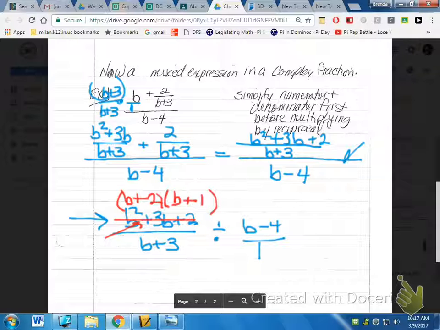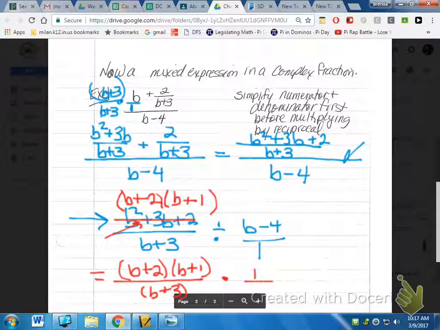Now I need to take care of the division. Nothing else factors. Now, if you had other parts that factored, you would do that at this time. You'd factor whatever you could. Now I'm going to do this. Next step. B plus 2, b plus 1 over b plus 3 times 1 over b minus 4. Does anything cancel? Sure doesn't, does it? If it did, this is when you would cancel it out.